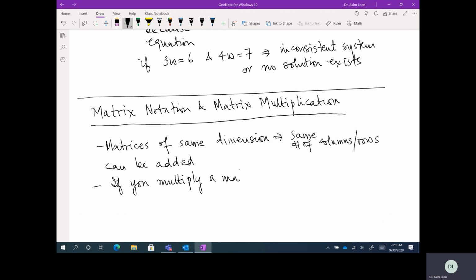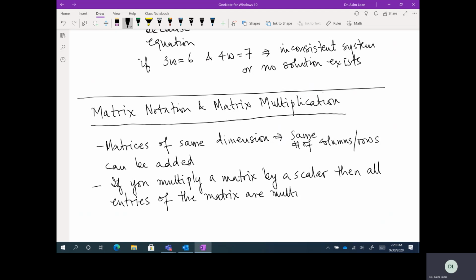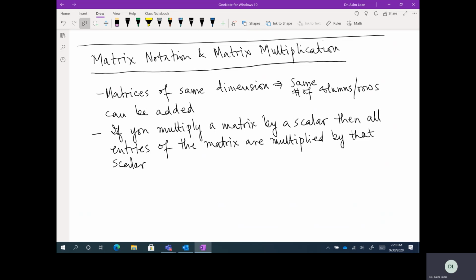If you multiply a matrix by a scalar, then all entries of the matrix are multiplied by that scalar. This is the example that we did when we multiplied the vector by some scalar 1 or 2, and we saw every entry was multiplied by the scalar. Okay. And if we have a square matrix, then the number of equations is, we've already covered this one, so I don't think we need to cover this one again.